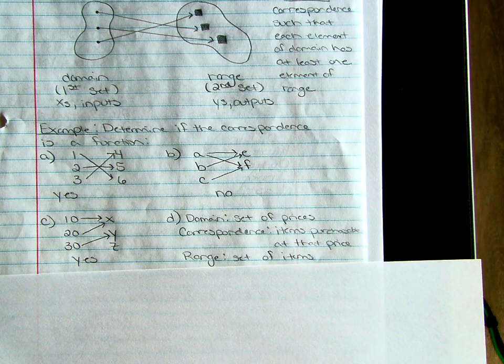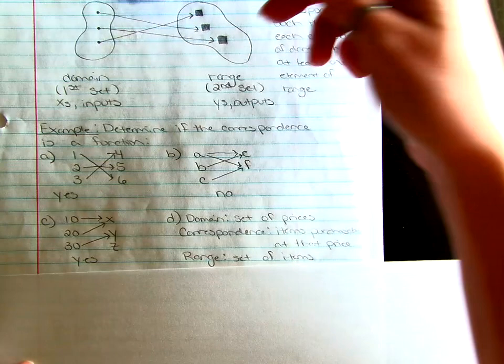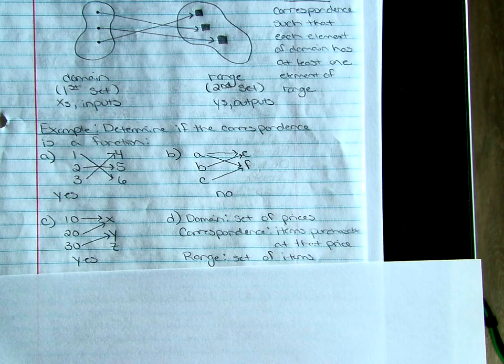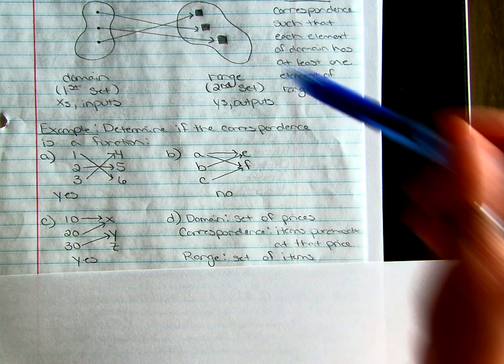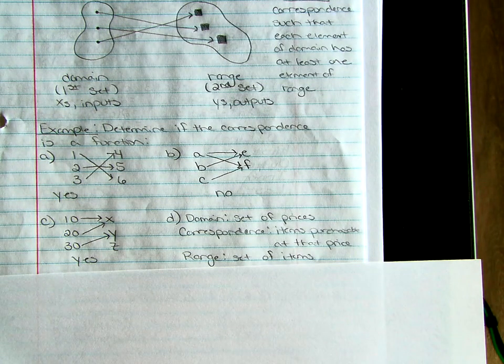Now this D1 is a little bit different and unique in that it's not showing you with a diagram or with a set of numbers. It's telling you what the domain is, it's telling you what the correspondence is, which would be your arrows, and then it's telling you what the range is. So your domain, or if you're thinking about the blobs, this first blob is the set of prices. The correspondence is the items purchasable at that price. And the range, so this over here, is the set of items. So basically we're thinking about 2 different groupings. We have prices and we have things that are for sale.